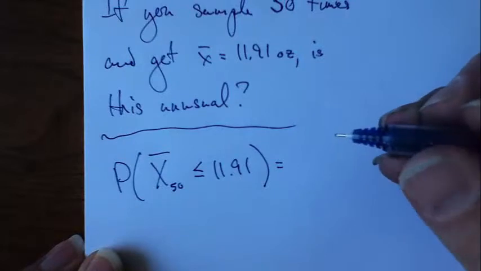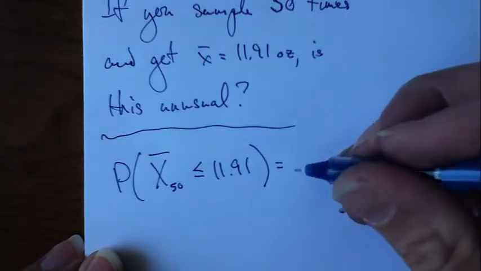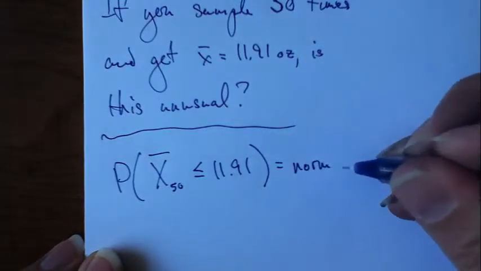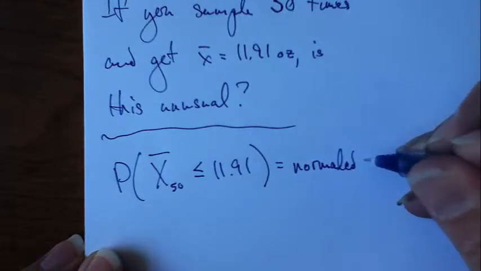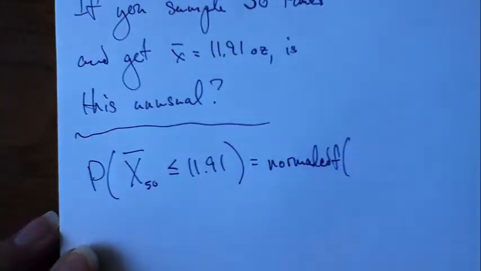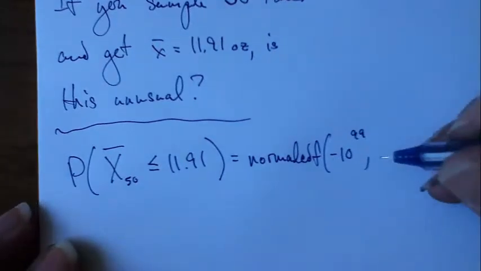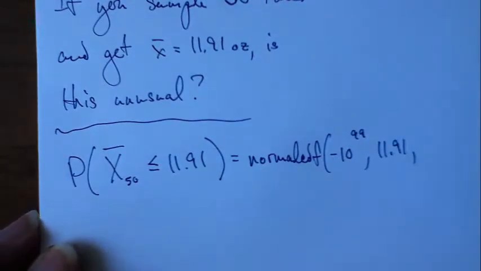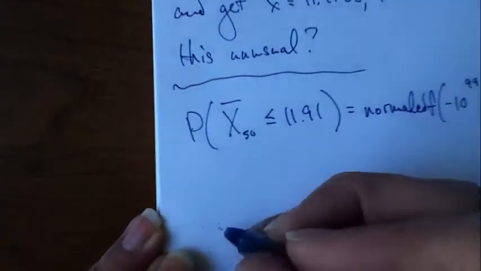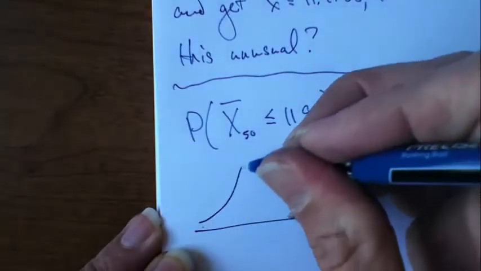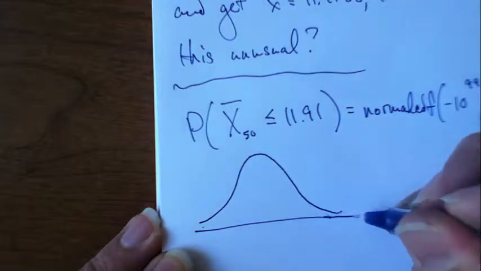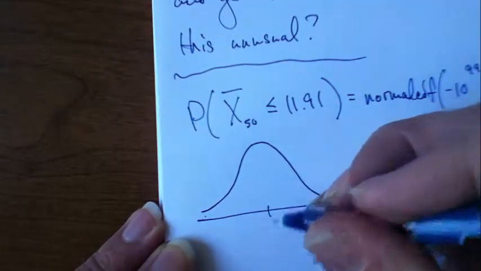Okay, so then, gosh, could I just do it like this? Do I need to write anything else? Could I just say it's normal CDF? I'm going to go from negative 10 to the 99th all the way up to 11.91, right? Because I'm thinking about, right? If it's really calibrated correctly, then that's where the mean ought to be.